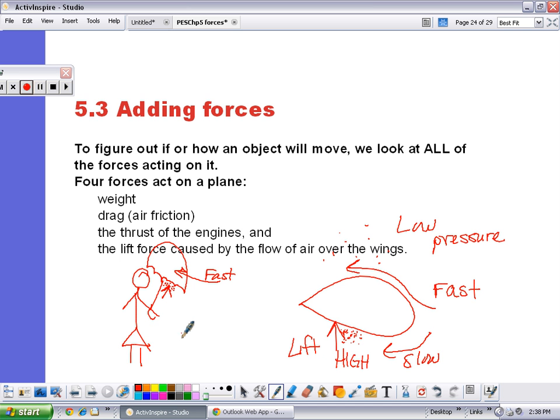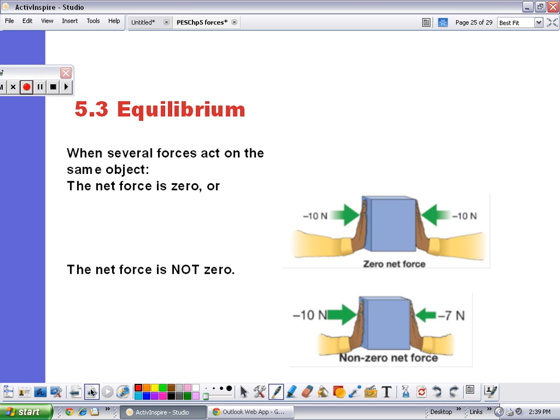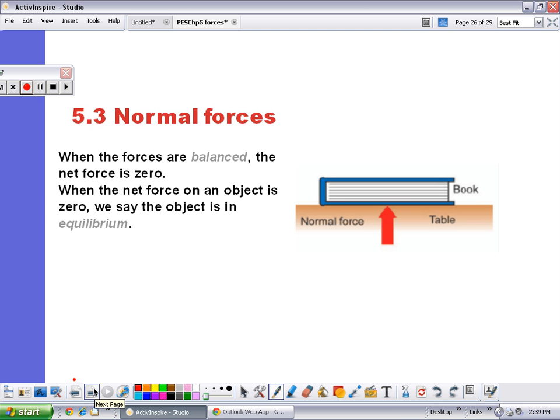And the same thing with the skirt or a dress. So you have the fast air moving around it, and underneath you have the slow air, and then you create a lift force underneath, flipping your dress up. Equilibrium. We kind of talked about this. Net force is 0, and when we have a net force that is balanced and it's 0, we say the object is in equilibrium.